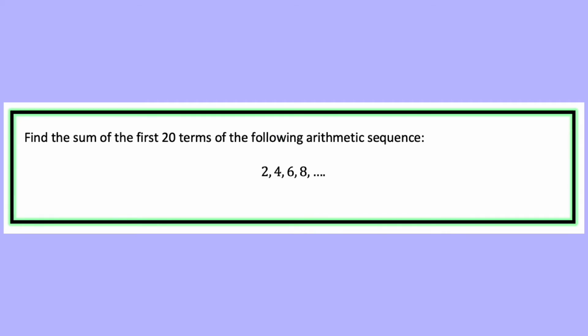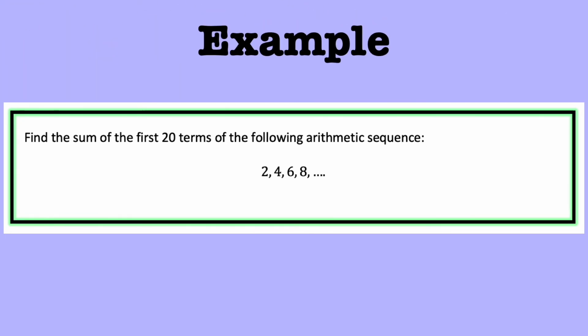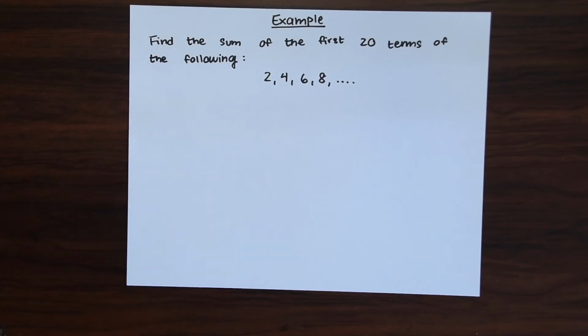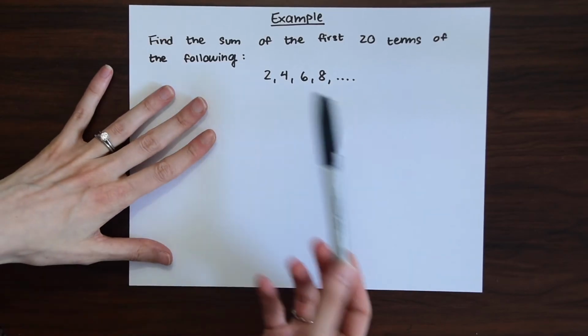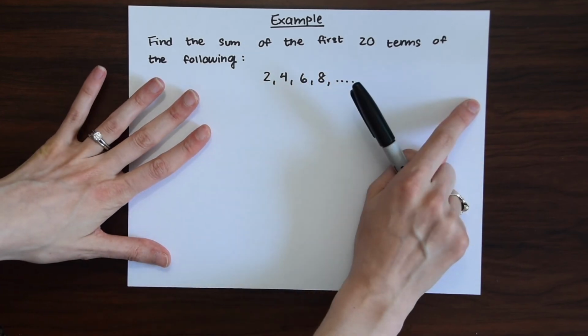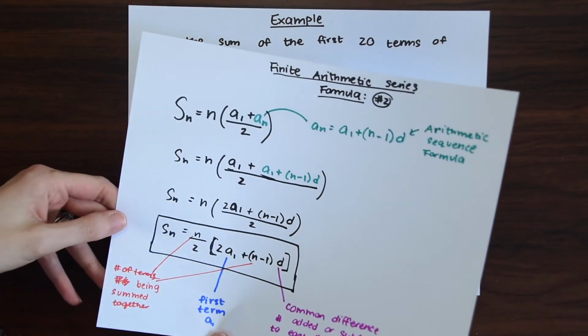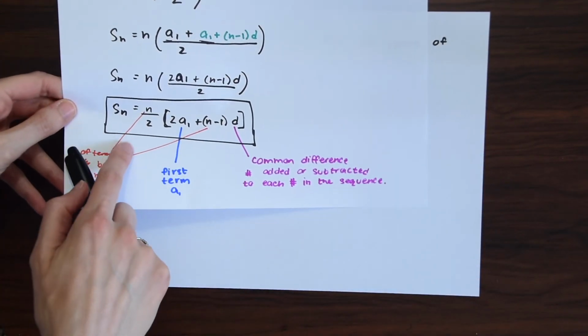So we have our formulas. So now we are ready to look at our example. Find the sum of the first 20 terms of the following, and then we're given the sequence 2, 4, 6, 8. So notice this is the same sequence that we've been working with, and notice we are not given the very last value of the sequence. We don't know what that is. So that means we're going to be using the second formula we derived.